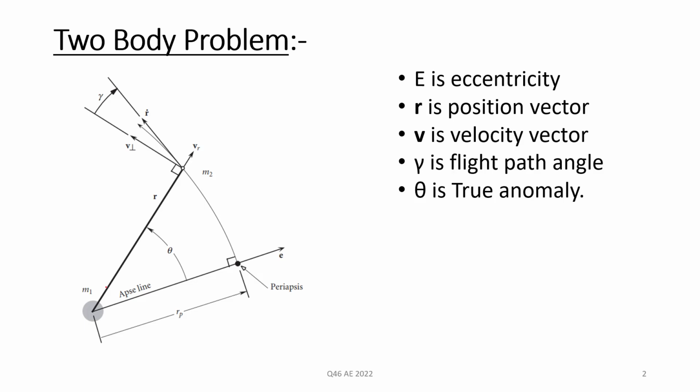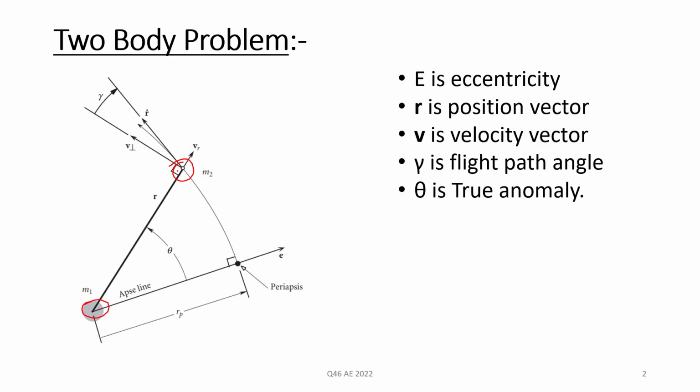In the two-body problem, there are two bodies of mass m1 and m2, and the position of mass m2 with respect to mass m1 is r vector, which is the position vector. This position vector makes an angle theta with the eccentricity vector e. This theta is also called the true anomaly. When this theta is 0, the position of mass m2 is called the periapsis, and the line joining the mass m1 and periapsis is called epsilon.